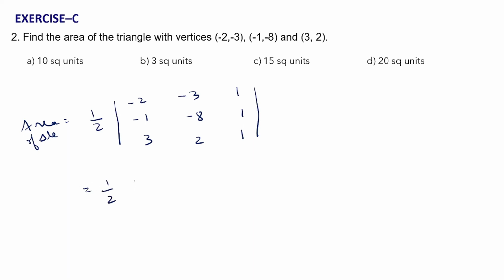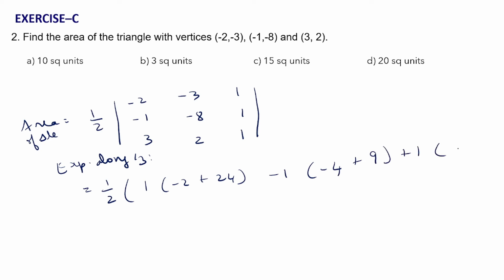So this is equal to half of, let us expand along C3, half of 1 into minus 2 plus 24, minus 1 into minus 4 plus 9, plus 1 into 16 minus 3. So this is equal to half of 22 minus 5 plus 13, or it is equal to half of 30, which is 15. So the correct option is option C, 15 square units.